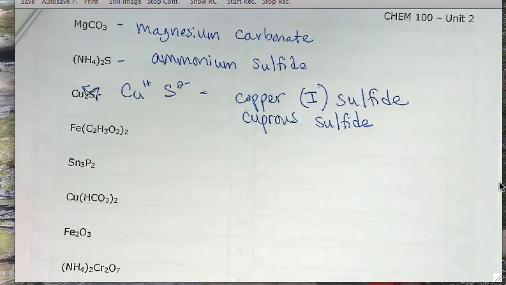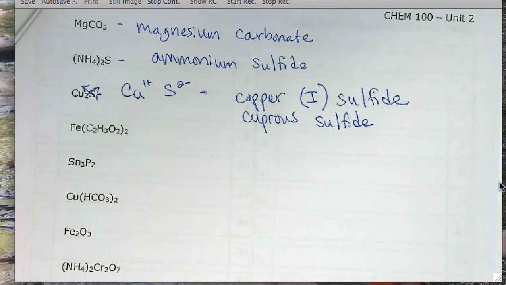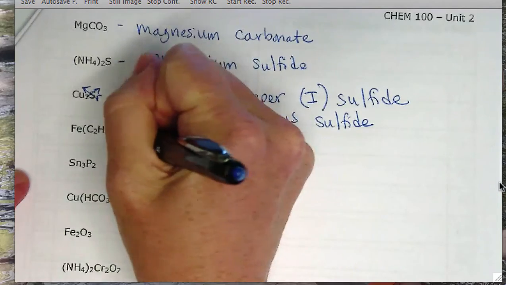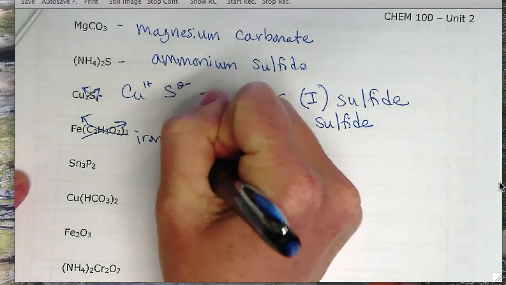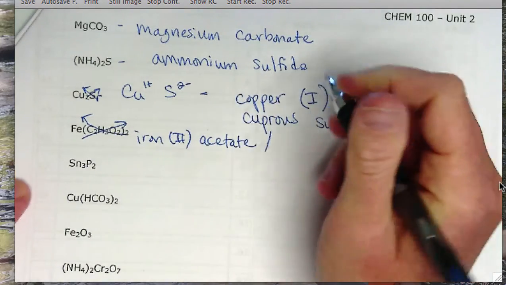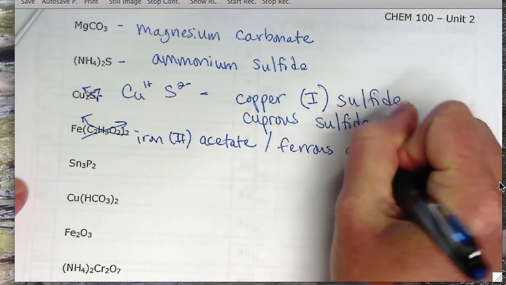Stannous. Stannis. Okay, so this one is iron 2 acetate. Iron 2 acetate, or you could have ferrous acetate.